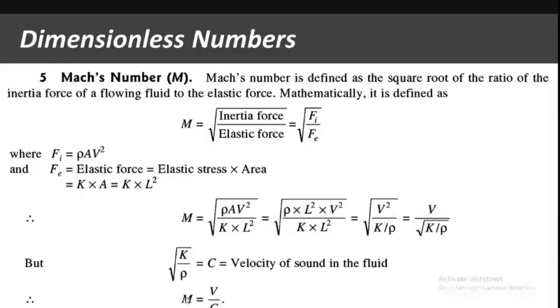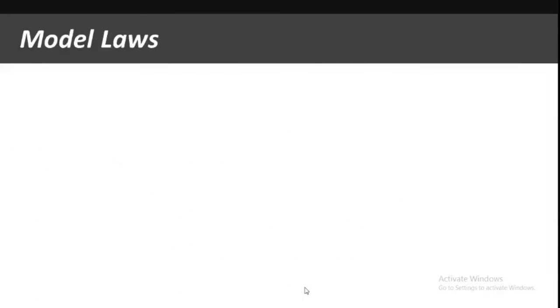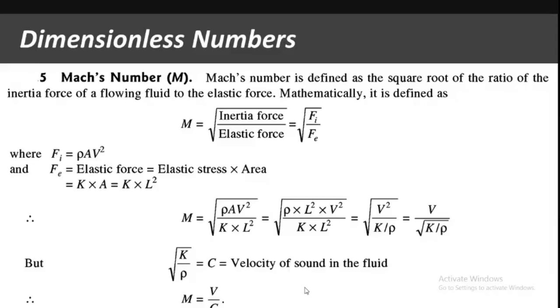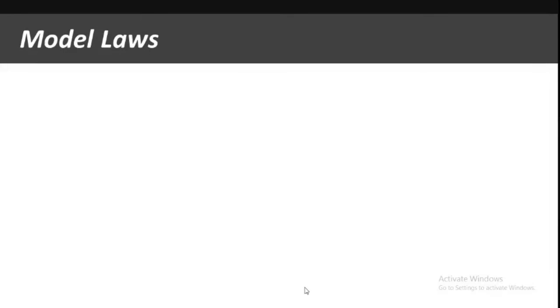And there is also a classification based on it. We have seen subsonic flow, sonic flow, then hypersonic flow, supersonic flow. If Mach number is greater than 6, it is hypersonic flow. If Mach number is greater than 1 and less than 6, it is supersonic flow. Mach number equals 1, sonic flow. This classification we have already seen in unit number 2.